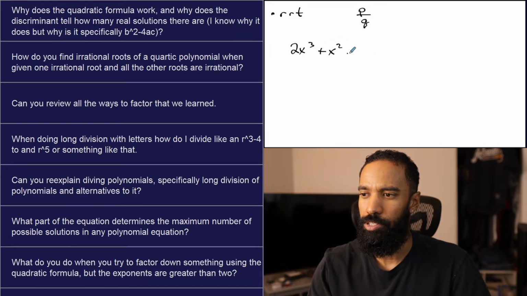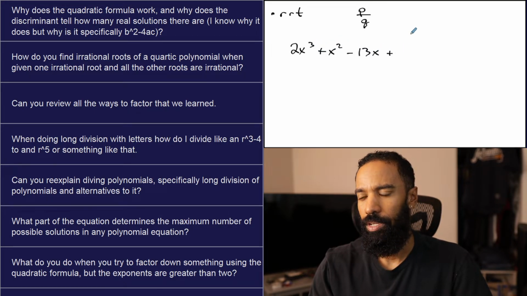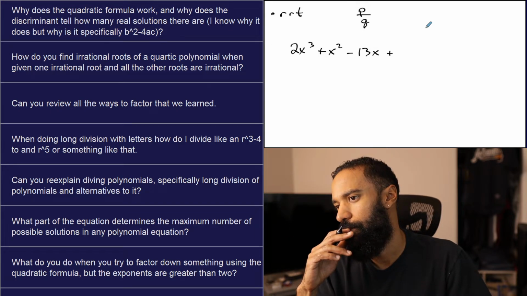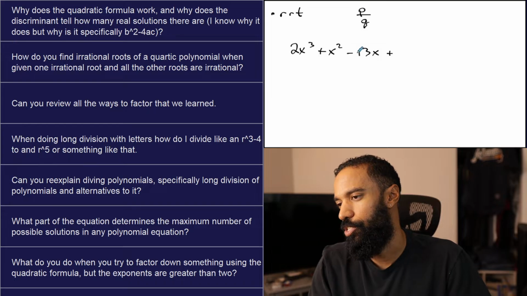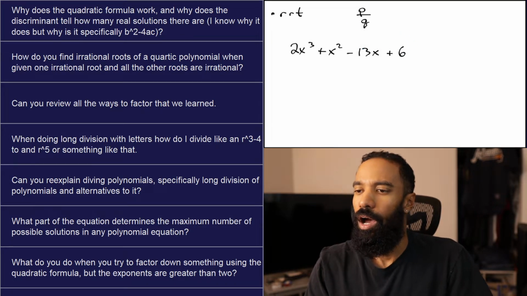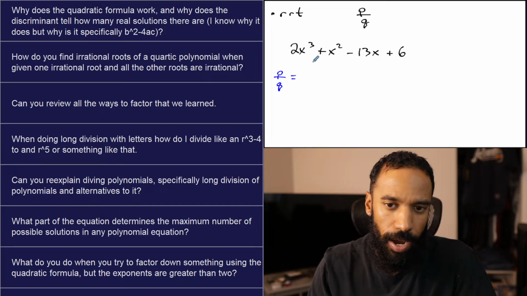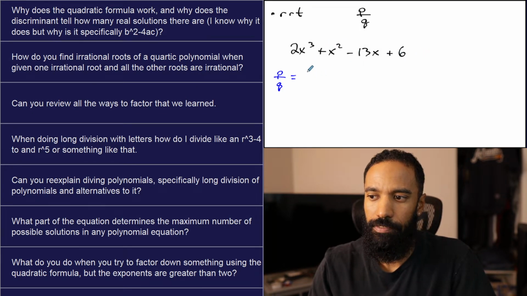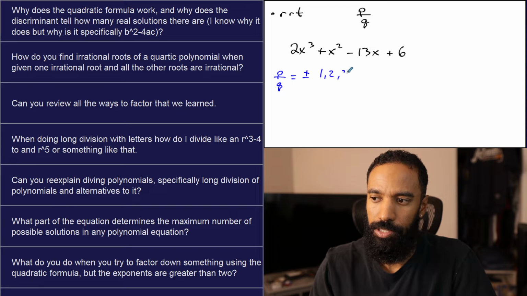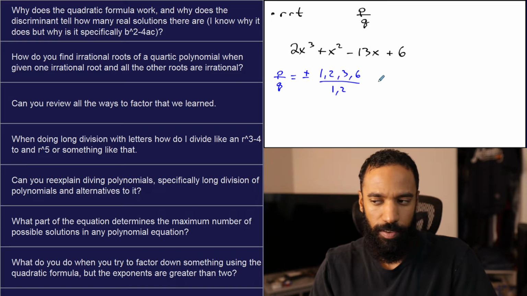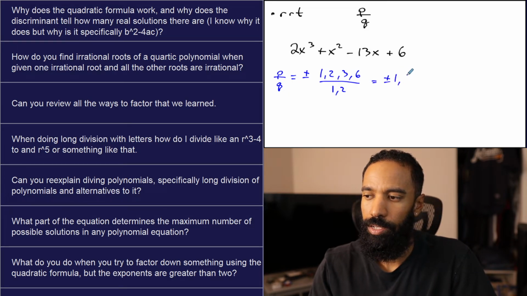Plus x squared, minus 13x plus, I think 6 will work there. If I work my p over q values out, and again, I won't get deep into the why, we've done it before, the idea is factors of this number are 1, 2, 3, and 6, and you divide them by factors of this number here, 1 and 2. 1, 2, 3, and 6 divided by 1, and 1, 2, 3, and 6 divided by 2. Those numbers are plus or minus 1, 2, 3, and 6.